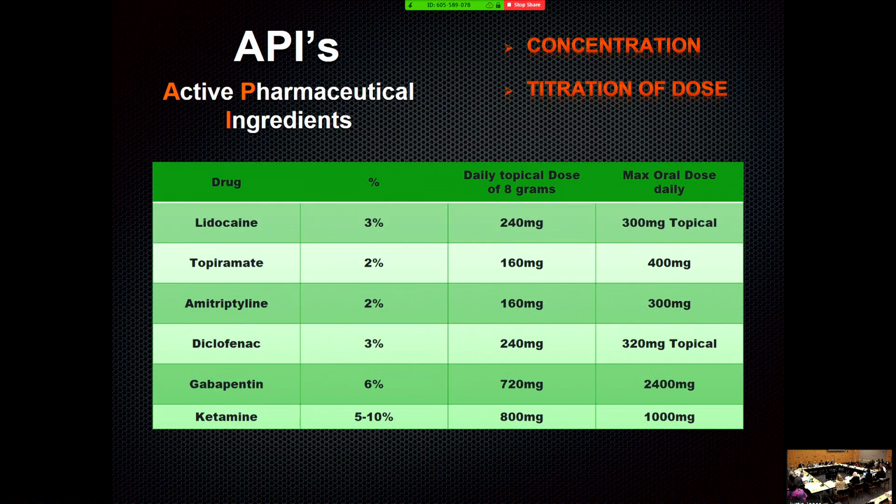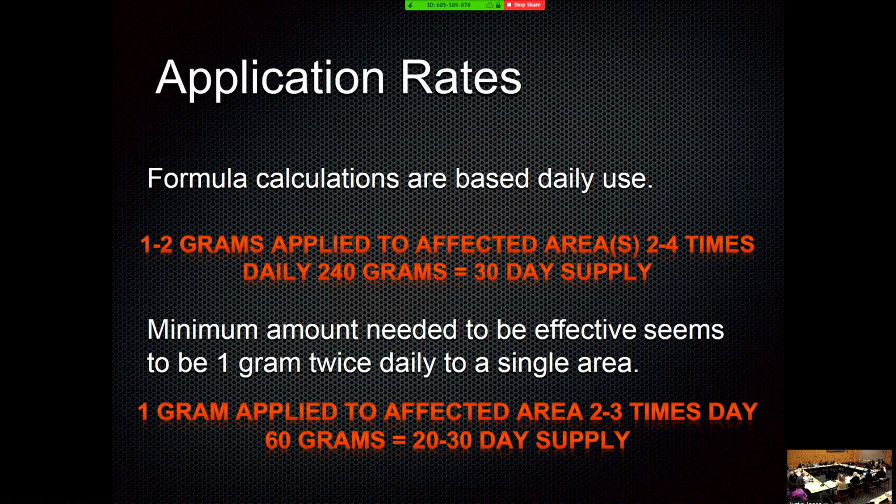A lot of times we refer to the consultants at PCCA or the FDA monographs on how much of a drug to use. For instance, on lidocaine, 300 milligrams is the maximum dose. So based on how we're going to be applying it, that's how we can come up with some calculations of what may be safe for that compounded pain cream. These are just some examples of the application rates that we use.